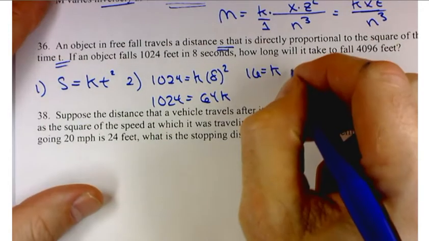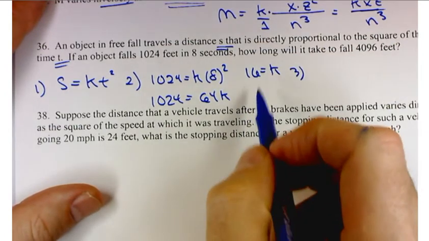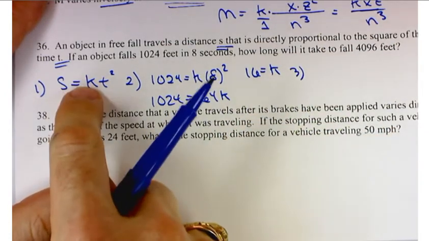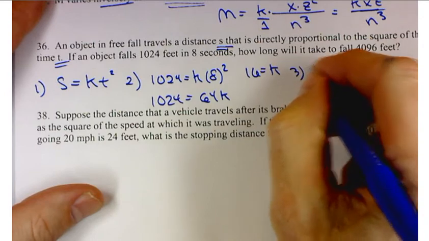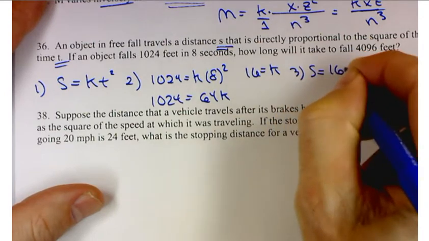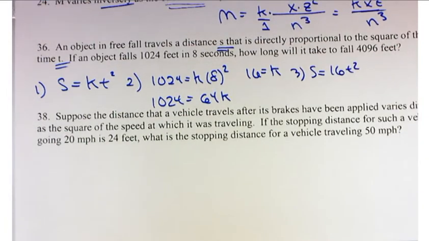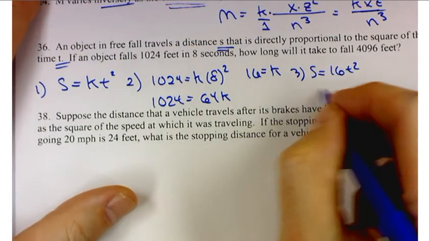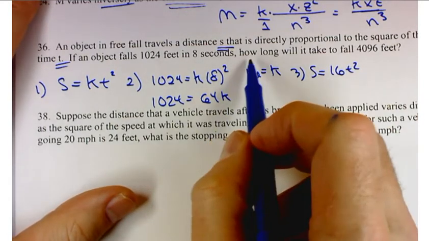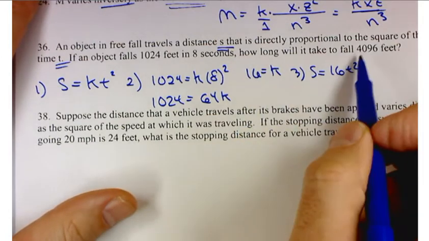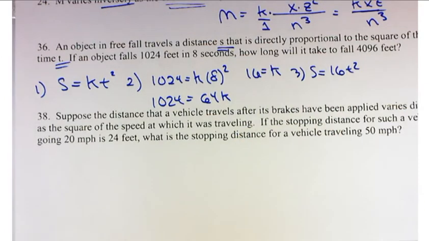Let's take a look at the third one. Well, for the third one, I know what k is. So k is 16. Let me put that in my model. Instead of s equals kt squared, it's now s equals 16t squared. The last part of this is how long will it take to fall 4,096 feet?